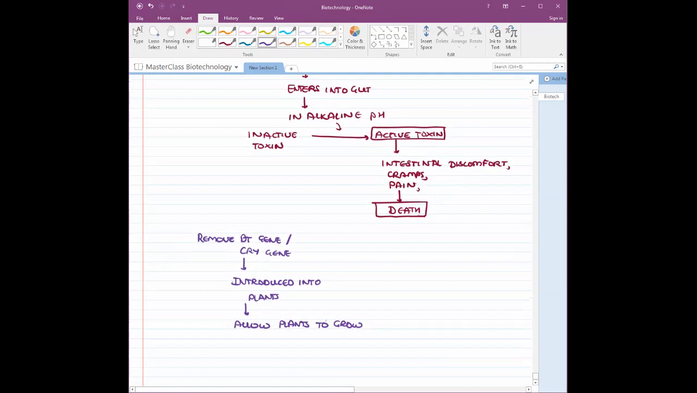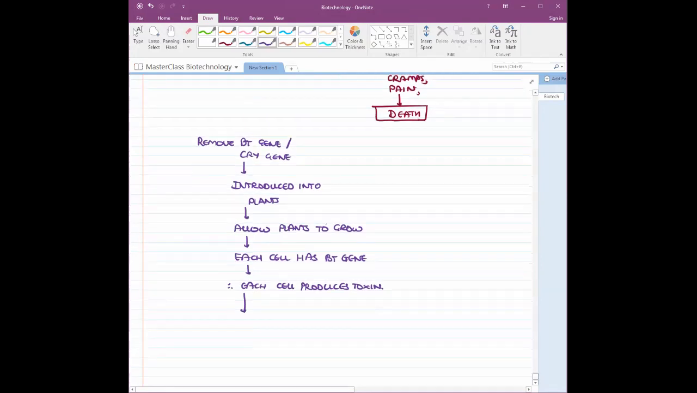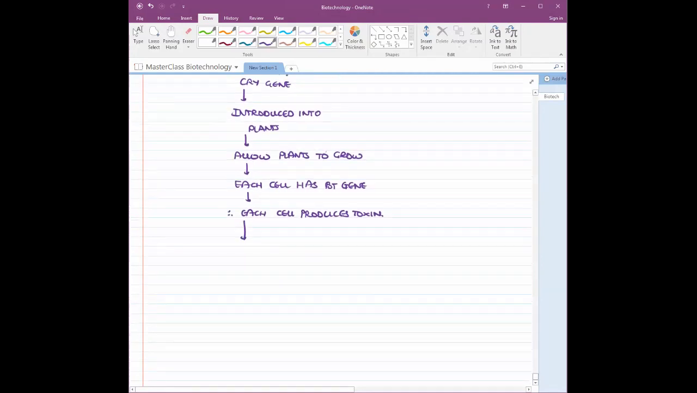Now the moment the plants grow, guys, each cell has the Bt gene. And because it has the Bt gene, it is producing toxin, each and every cell. Therefore, each cell produces the Bt toxin.